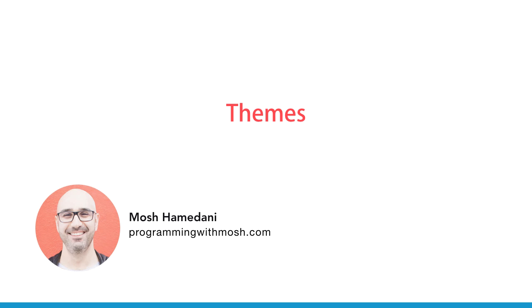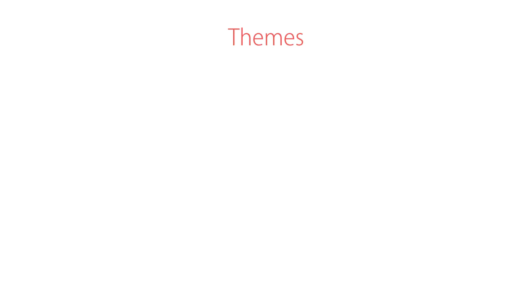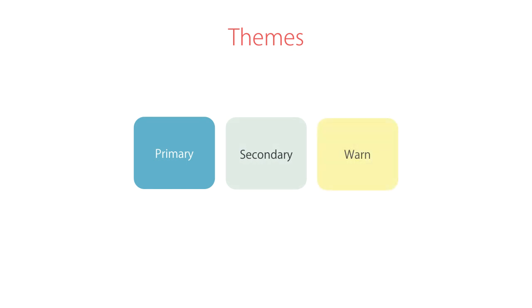Throughout this section, you have heard me reference the word theme. In Angular Material, we have this concept called theme, which is basically a collection of various color palettes. We have primary, secondary, and warn.